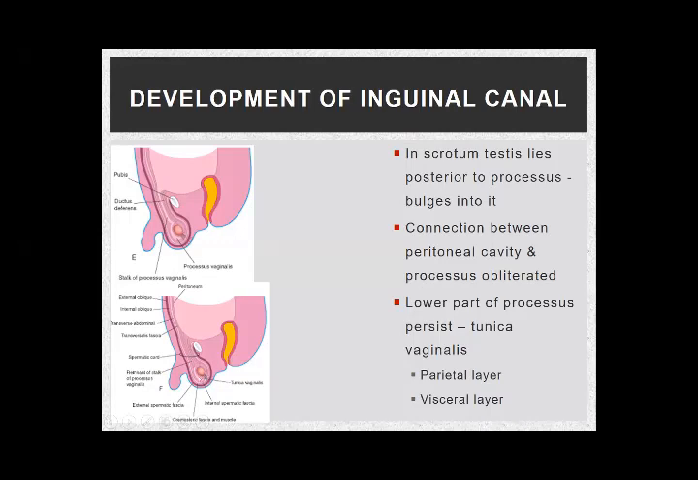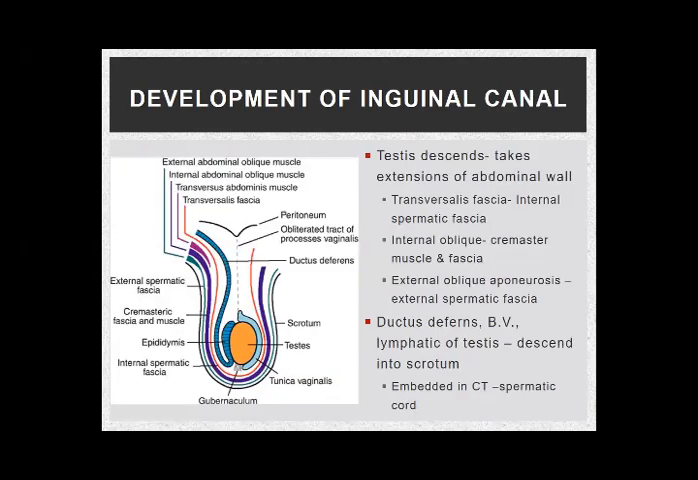So now you have the processus vaginalis surrounding the testes, which will have two layers, an inner layer and an outer layer. The inner layer would be the visceral layer, the outer layer would be the parietal layer. Okay, so let's now continue with the development of the inguinal canal.